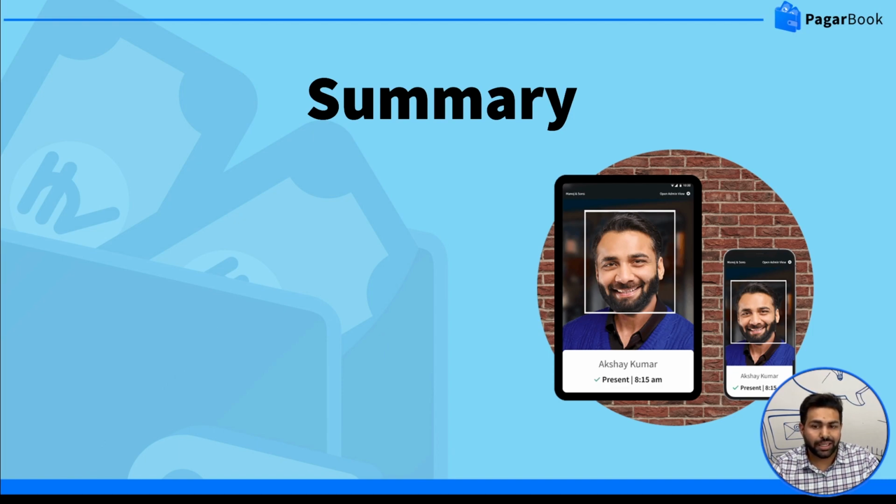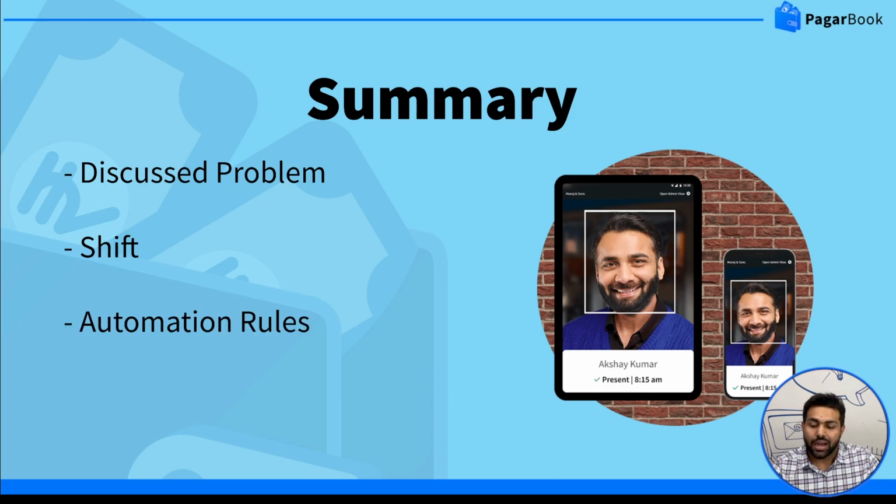Now let us summarize the session. So first of all we discussed the problem, then I took you through the shift which provided us with reference time, and then we learned the automation rule, how we can set automation rules, and we need not do anything other than setting the rule. Everything will be done automatically. And then I took you to the future roadmap of automation. With this, I would like to conclude the video.